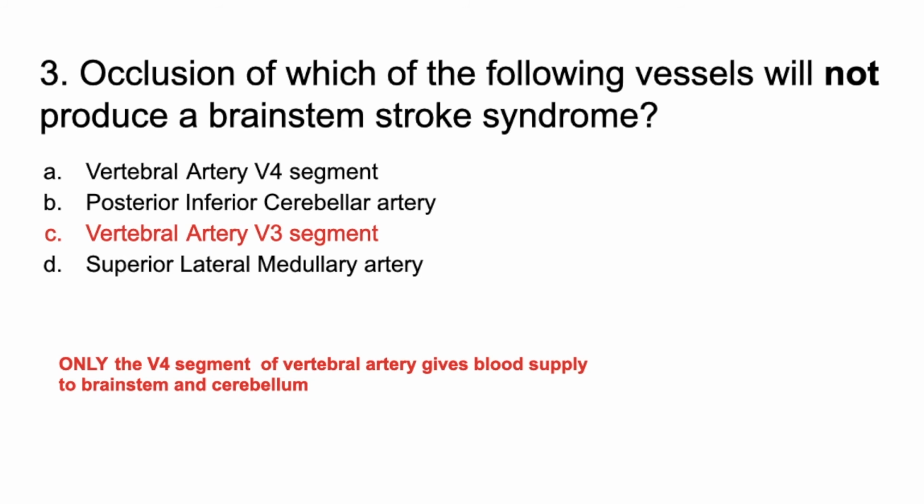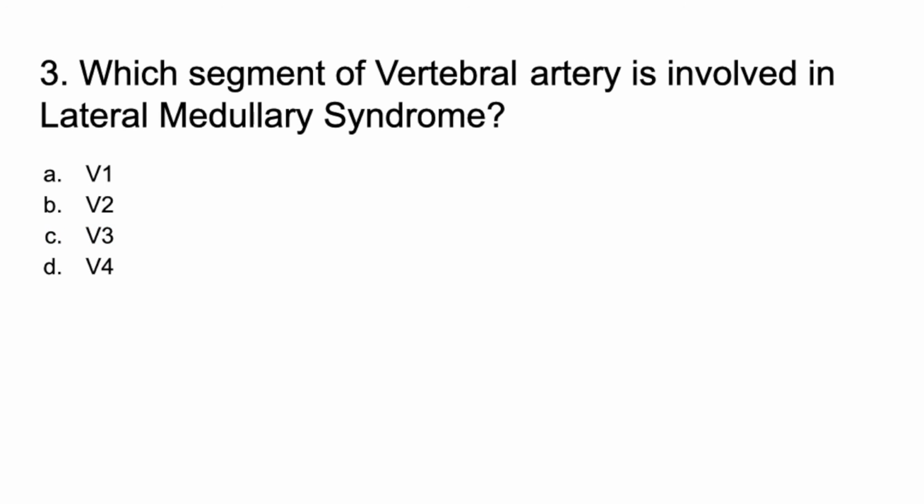The answer is that only the V4 segment of the vertebral artery gives blood supply to the brainstem and cerebellum. The rest, all segments including V1, V2 and V3, don't supply the brainstem and cerebellum structures. So the answer is the V3 segment of the vertebral artery.